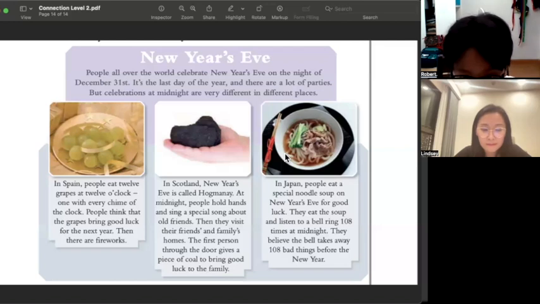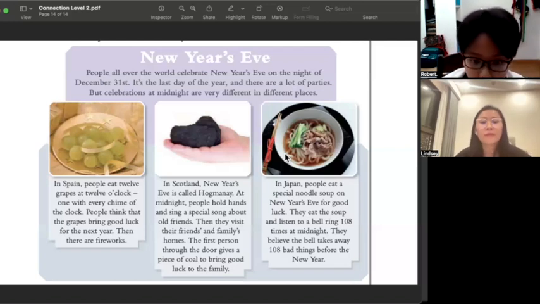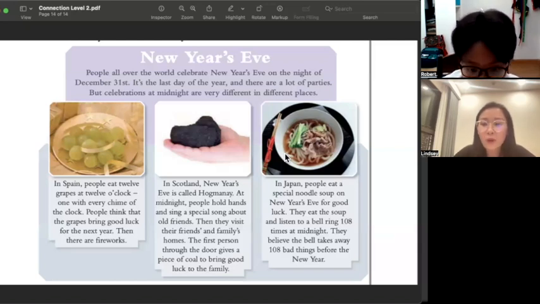At midnight, people hold hands and sing a special song about old friends. Then they visit their friends and families' homes. The first person through the door gives a piece of coal to bring good luck to the family.